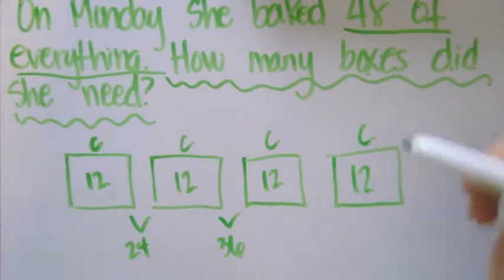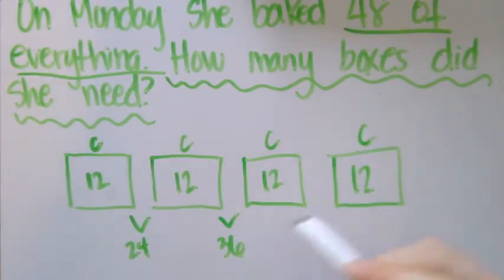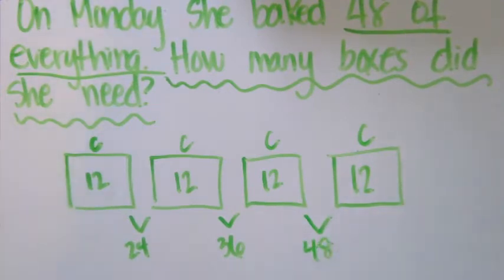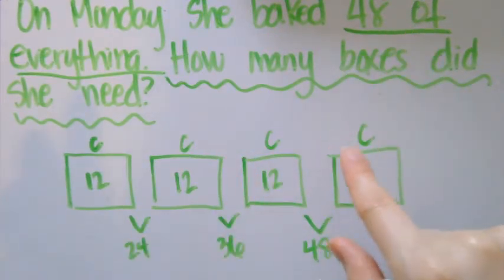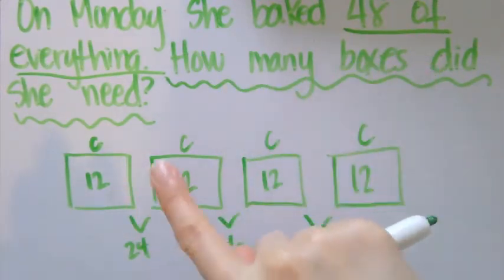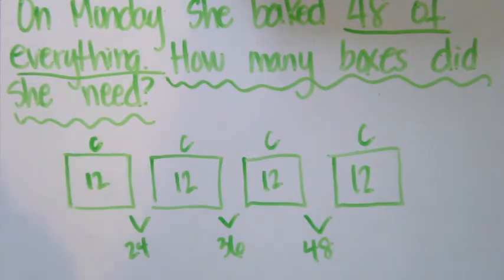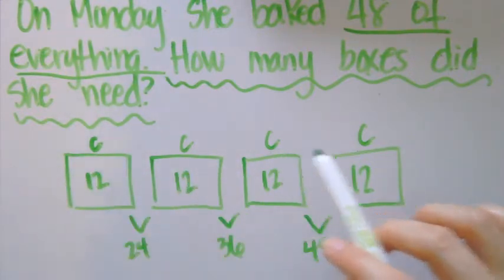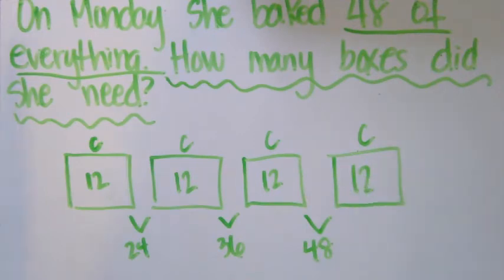Here's another box of cookies that hold 12. 36 plus 12 would give you 48. Okay, let's pause right there. I have 48 cookies, exactly how many she makes just of cookies. I need to figure out again how many boxes she needs just for cookies. So how many boxes did we make, or did we need for all of the 48 cookies? 1, 2, 3, 4. 4 boxes.